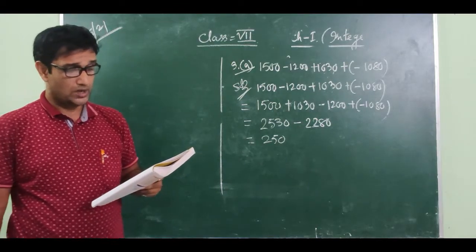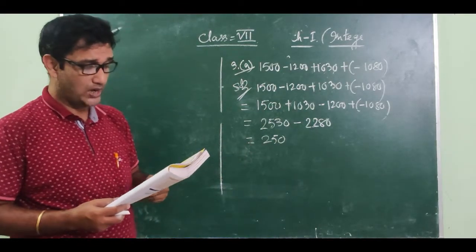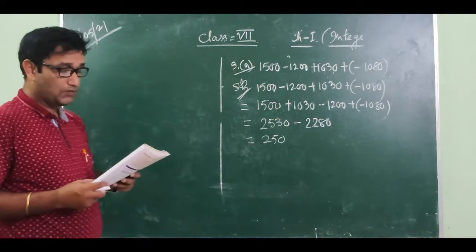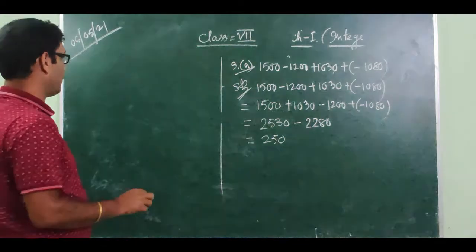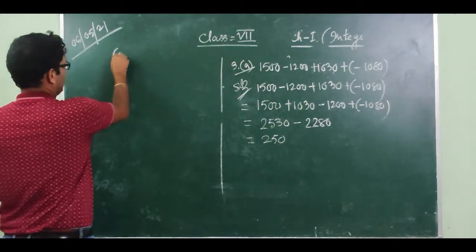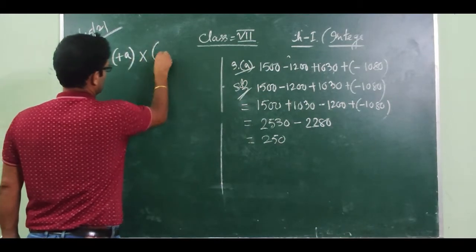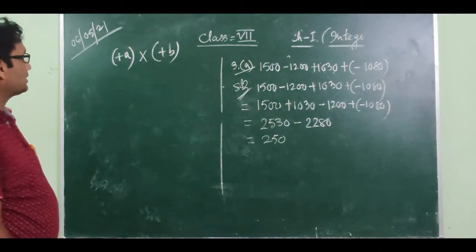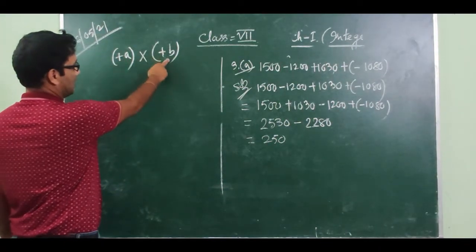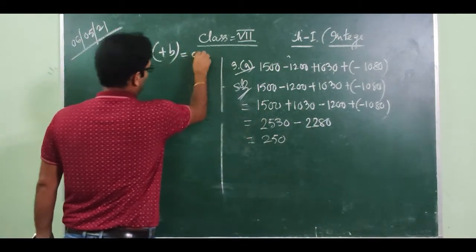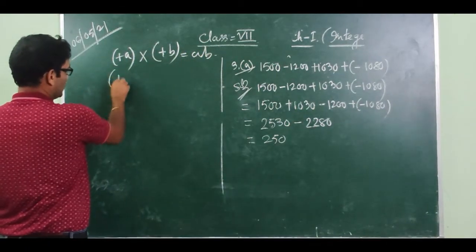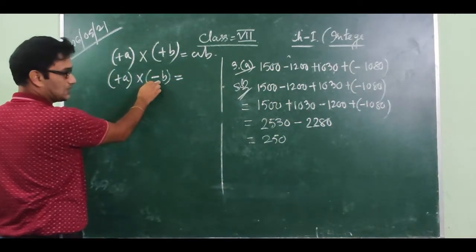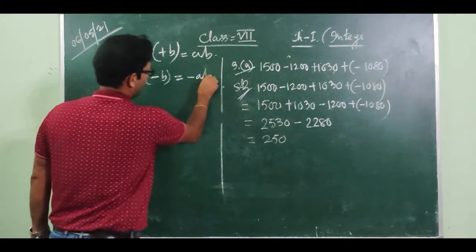Next, question number 4, you see. Question number 4, what is given? Find the product of the following integers. Product of the following integers, just let me explain first. Suppose here one integer is plus A, another integer is plus B. So when we multiply, here A and here B, both are positive, so your answer will be AB. If this one is plus A and this one is minus B, that means plus into minus, minus. So your answer will be minus AB.